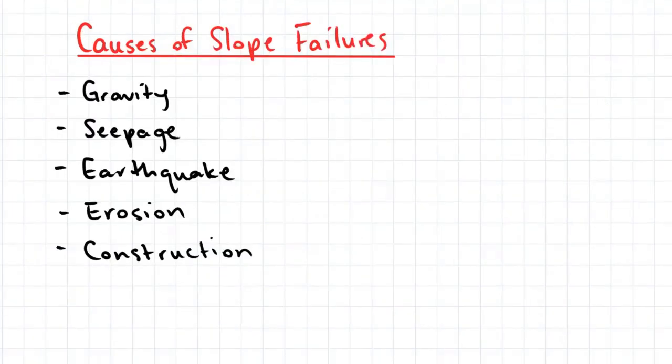There are several causes for slope failure. Gravity is fairly self-explanatory. Seepage can cause slope failure when long periods of rainfall saturate the soil, with water then entering the cracks and weakening the underlying soil layers. Earthquakes can induce dynamic forces that reduce the shear strength of a soil. Water and wind can erode slopes, causing the geometry to change. And construction activities such as cuttings and fillings can also cause slope failure.